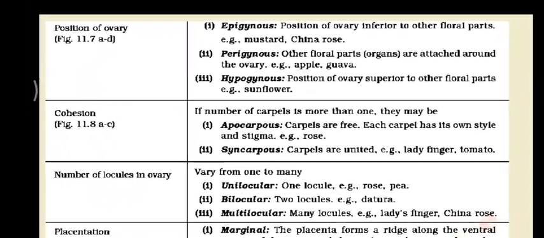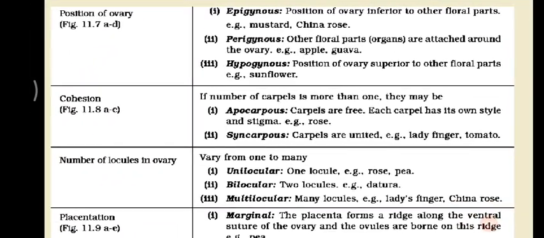Then we come to the gynoecium. I already told you that on the basis of the position of the ovary, flowers are said to be of three types. If the position is inferior, the flower is said to be epigynous. If the flower is hypogynous, the position of the ovary is superior. Ovary superior, flower hypogynous. Ovary inferior, flower epigynous. If it is half inferior, then it's called perigynous.